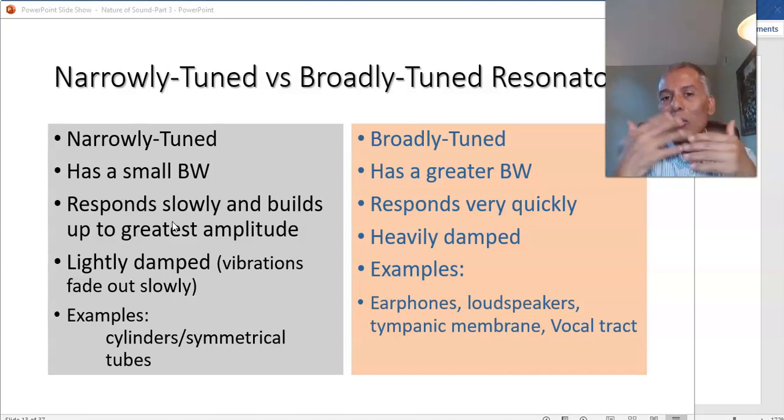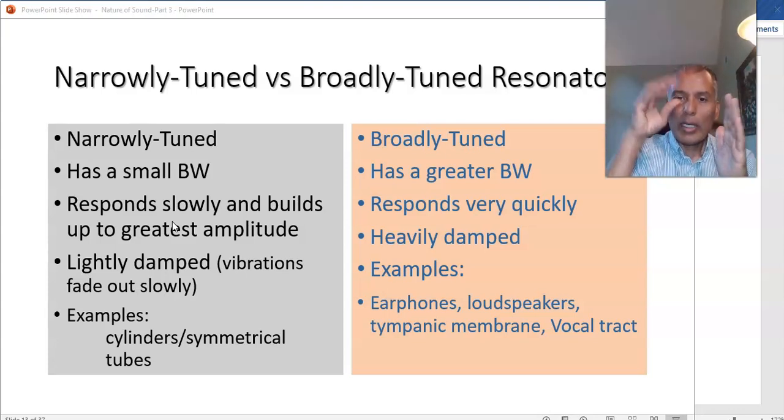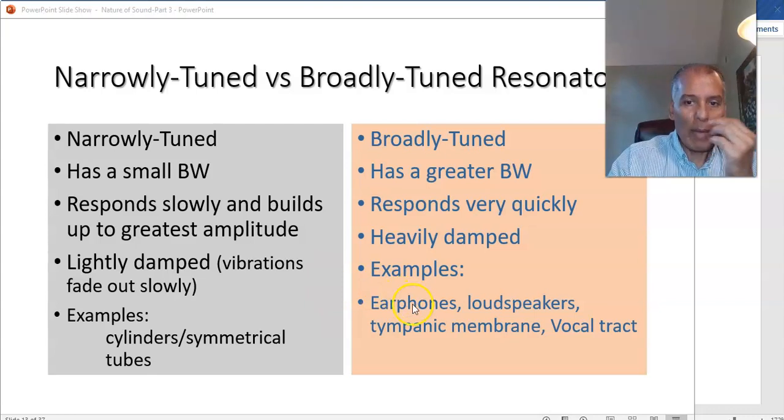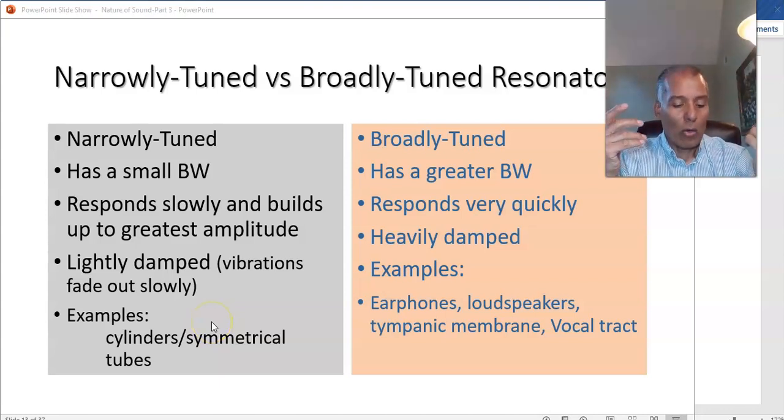So now the broadly tuned, it captures everything at the moment. The sound comes in immediately, it responds quickly, and once the tone plays, it stops. It is heavily damped. Examples of narrowly tuned are cylinders, symmetrical tubes, or machines that are designed to test particular frequencies for specific vowel sounds or consonant sounds in language.